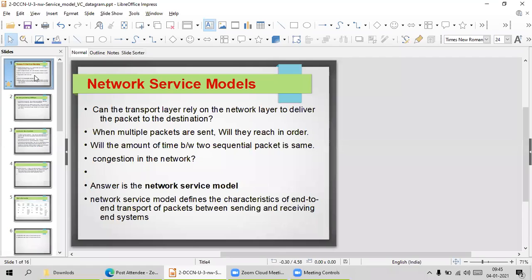Today we are going to see network service models. I will show the chat box also.